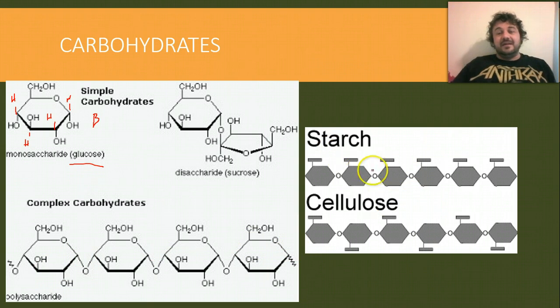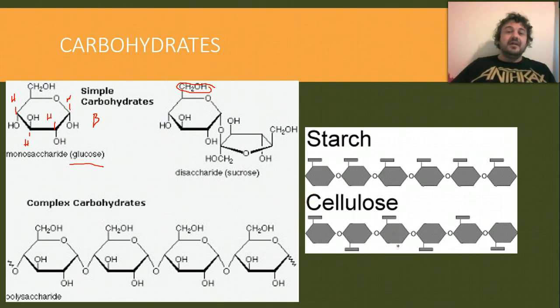Now the difference is starch and cellulose. So you can see that one is a straight chain and the other one is an alternating chain where the extra oxygen, hydrogen, we'll get into what they are later on. But this group here is alternating up top, down bottom, up top, down bottom. And that gives cellulose its structure.